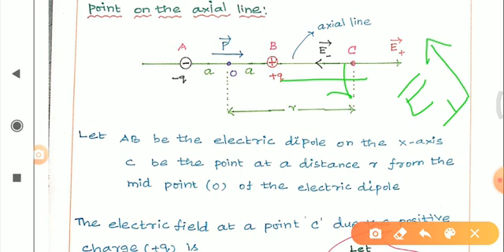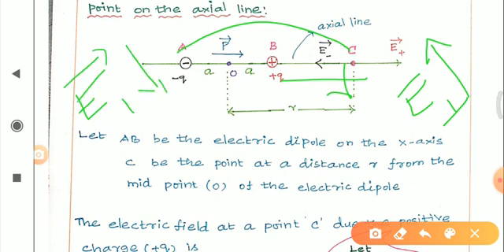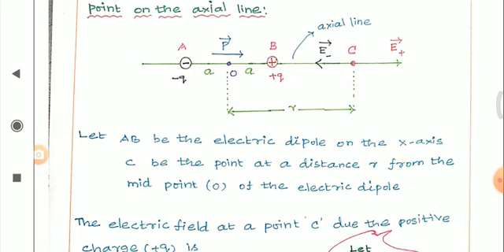A is far apart from C, so the distance value will be increased. When the distance increases, the electric field automatically decreases. That is what I wrote in that step. Are you clear? Now we can move to the next topic.